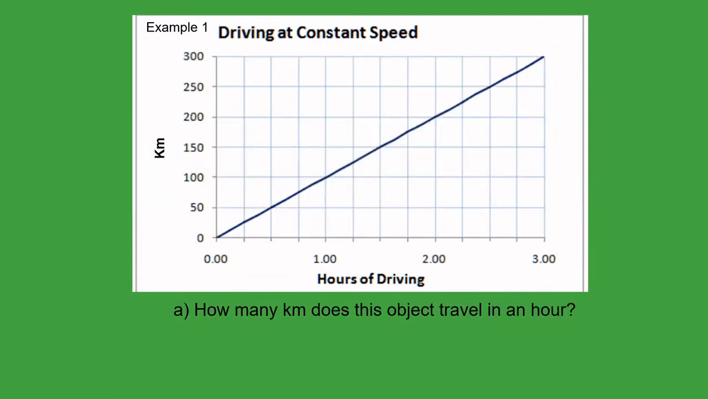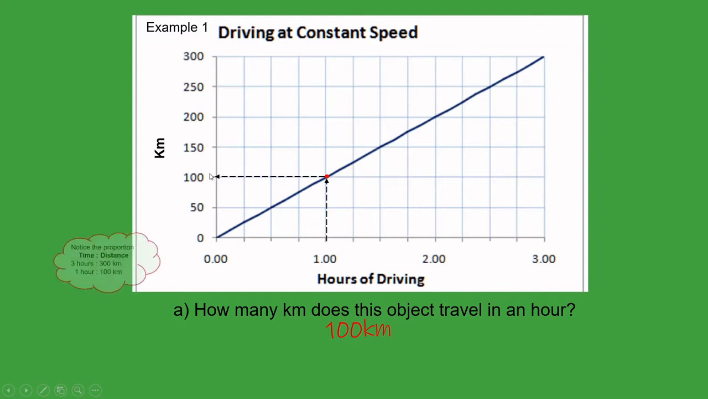In this particular example, it should be fairly easy to figure out how many kilometers this object travels in an hour, because we see the time at the bottom here for 1 hour, which leads us up to this point on the line. Now this point on the line is lined up with a distance on the vertical distance axis. It's lined up with 100 kilometers. So that tells us that in 1 hour, the object travels 100 kilometers.